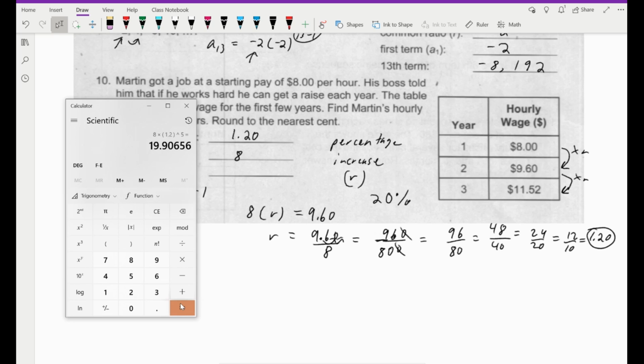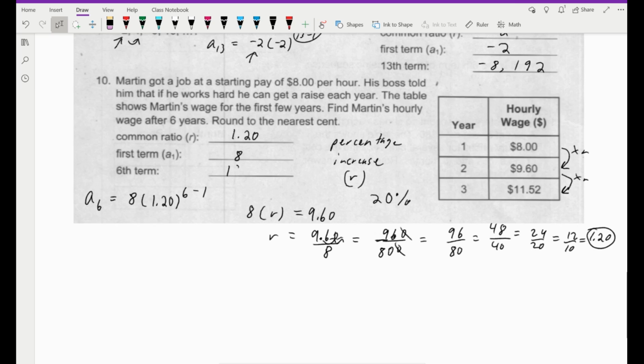And this is a money problem, so we're going to have to round it to 2 decimal places here. So we'll round it to 91 cents, not 90 cents, 91 cents. So it's 1991. So he will be earning $19.91 an hour in his year 6 of employment, which is pretty good.